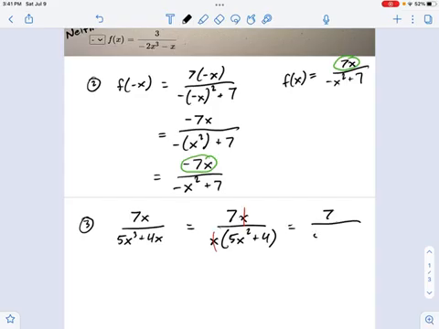And on the bottom, 5x squared plus 4 is also an even function because x squared is the same as, well, it's hard to say it, but it's the same as negative x in a parentheses and then squared, right? It doesn't matter which one it is. So in this case, I have shown that I can simplify odd over odd to even over even. That's why this number 3 example was an even function.